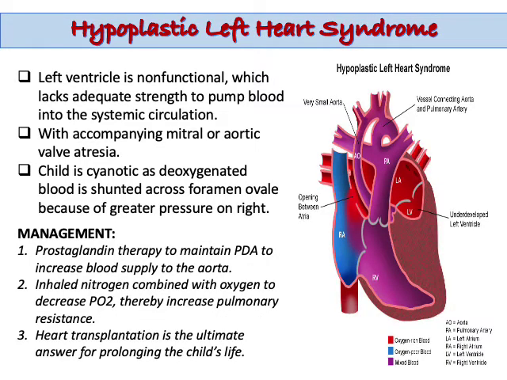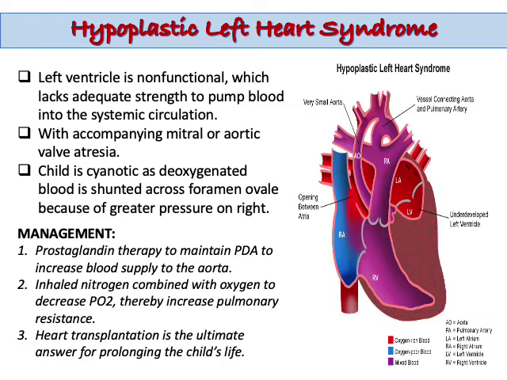Hypoplastic left heart syndrome. In the photo, you will see there is an underdeveloped left ventricle. This is when the left ventricle is non-functional. It lacks adequate strength to pump blood into the systemic circulation. This causes the right ventricle to hypertrophy as it tries to maintain the entire heart action. Also, the syndrome accompanies mitral or aortic valve atresia. Obviously, the child is cyanotic, as the oxygenated blood is shunted across the foramen ovale because of greater pressure on the right.